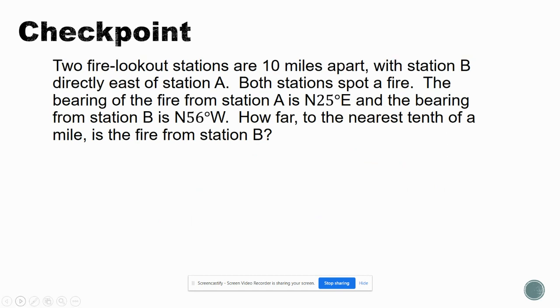So I actually have a checkpoint problem for you. I want you to pause this video and answer the following question. It says two fire lookout stations are 10 miles apart, with station B directly east of station A. Both stations spot a fire. The bearing of the fire from station A is north 25 degrees east, and the bearing from station B is north 56 degrees west. How far to the nearest tenth of a mile is the fire from station B? So once again, please pause this and try it, because in 5 seconds, I'm going to show you the answer.